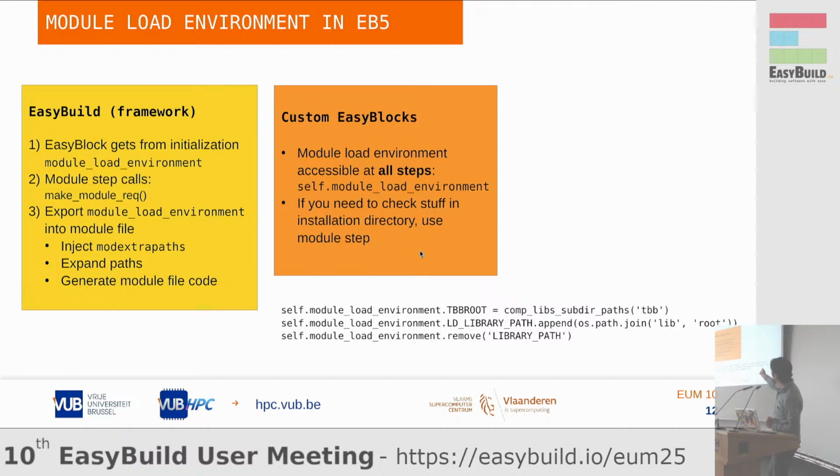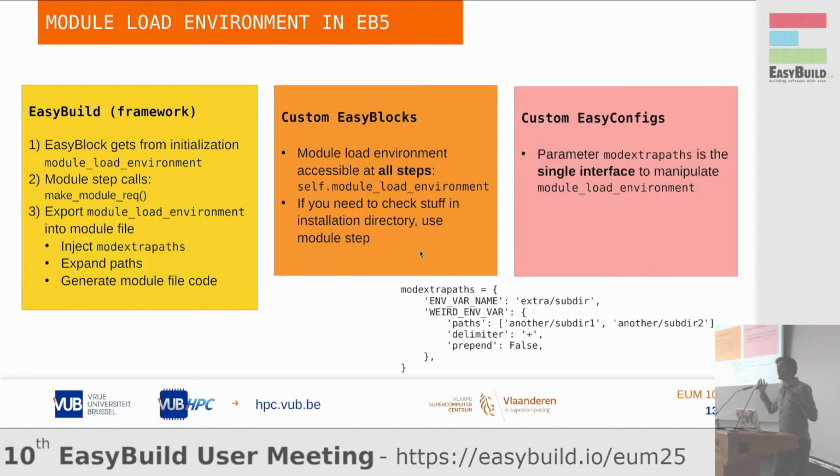Some examples are here, for instance, of what you can do in your EasyBlock. You can access attributes in the module load environment by name very easily, and then modify them in any way you want. You can just assign lists or strings. Those will be converted into the module environment variable class. And you can also use the methods, like for instance, we have the remove method if you want to remove one of the variables. All of that is accessible very easily in code.